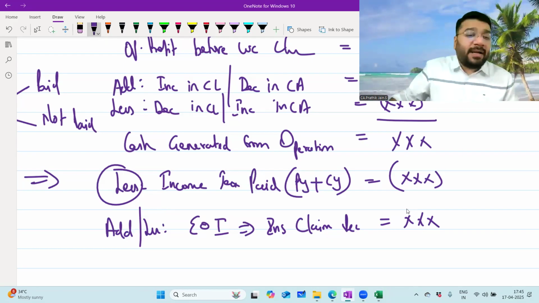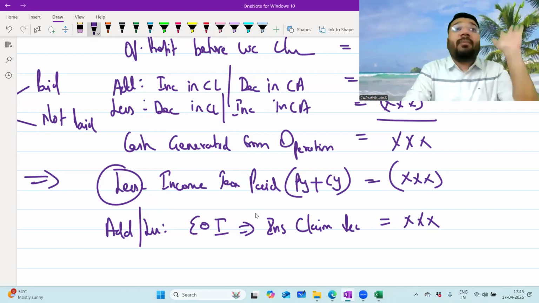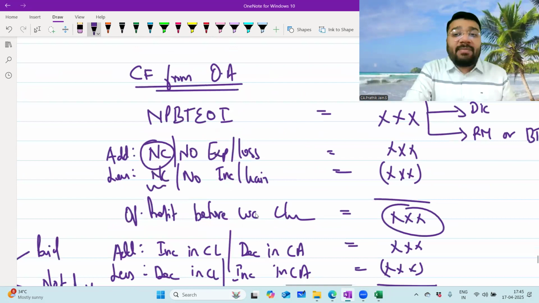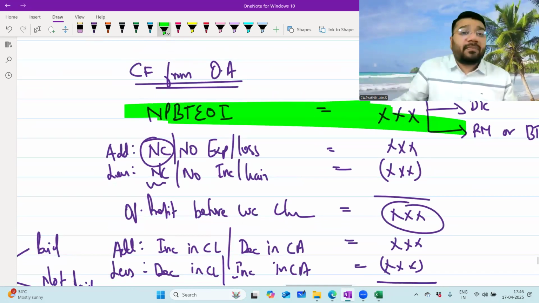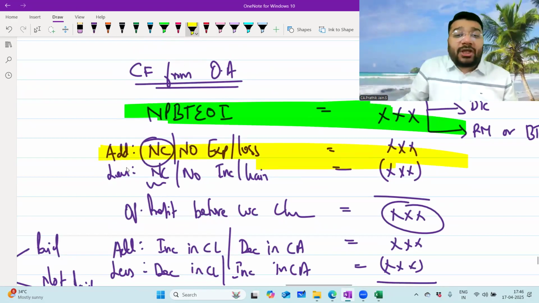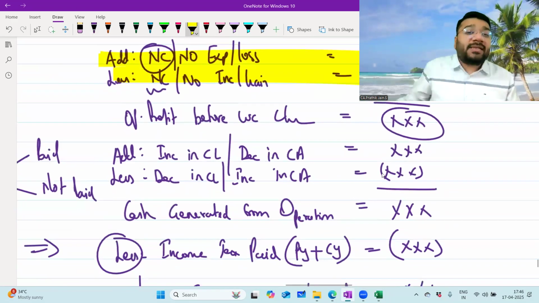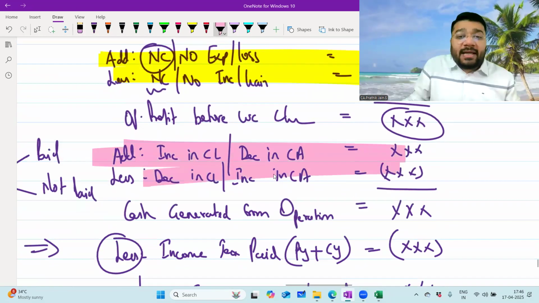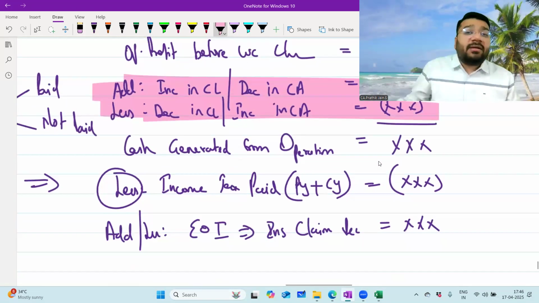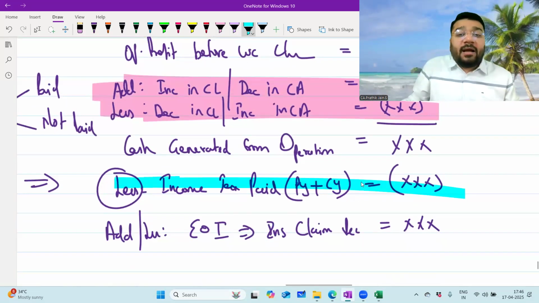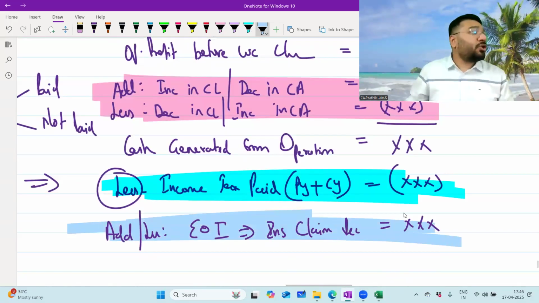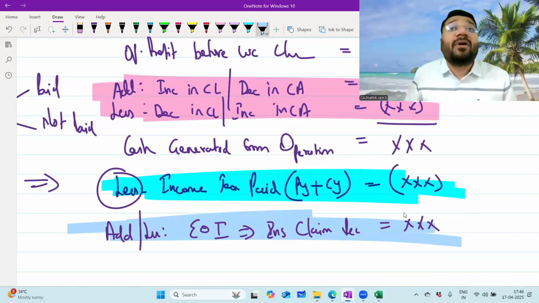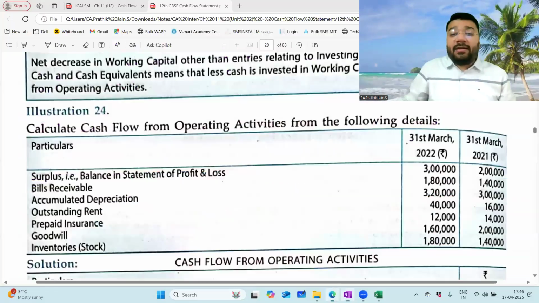So this is the last segment, segment 5. So in total, how many segments? 5 segments. First segment is what? Net profit before tax and extraordinary item. Any problem? Second segment is non-cash and non-operating items. Third segment is adjustment for current assets and current liabilities. Segment 4, income tax paid. Segment 5, extraordinary items. So total 5 segments under which activity? Operating activity. Will you forget this?